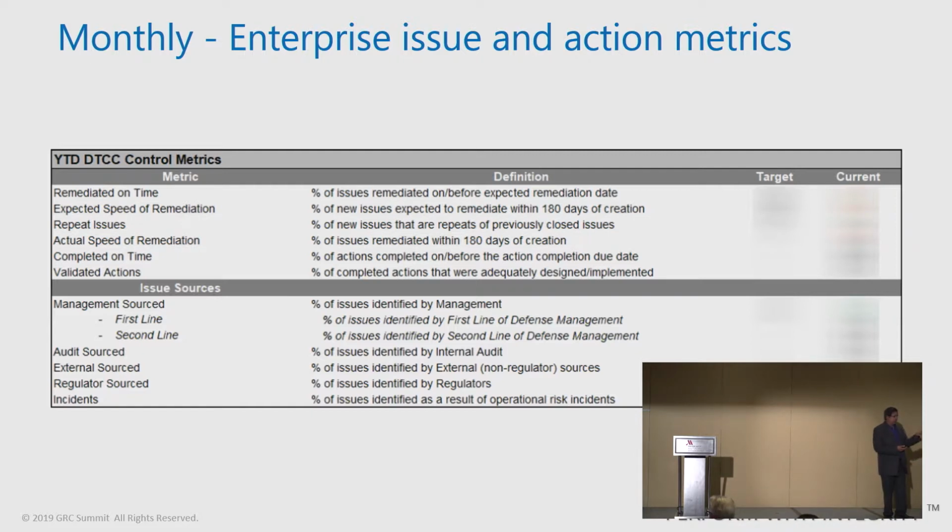Just for everyone in the room, benefit validated actions means, when you submit an action, we actually have one of the control functions be the approver on the action. And so they could look at the evidence that you've submitted and say yes or no. You've either done what you said you were going to do in the action, or you haven't achieved that.